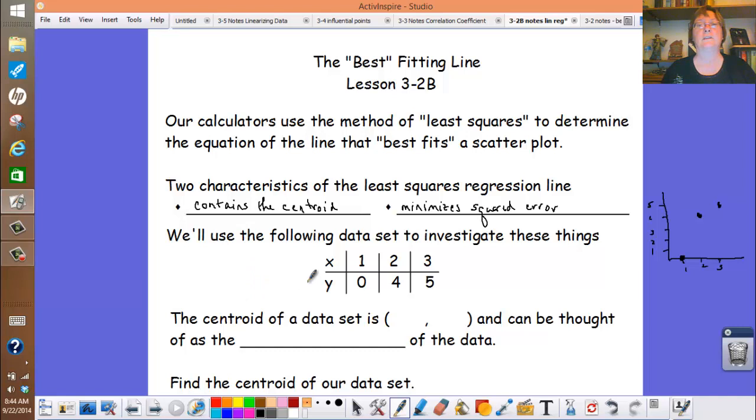Let's talk about that centroid. The centroid of a data set is the point that is the average of the x values, comma, the average of the y values. You can think of it as the balance point of a scatter plot. Average x for us, well, we have 1, 2, and 3. That's a total of 6 divided by 3 items. So the x average is 2. The y's add up to 9, and there are 3 of them. So the centroid of our data set is the point 2, comma 3. So any best fit line, any least squares regression equation will have to contain that centroid.